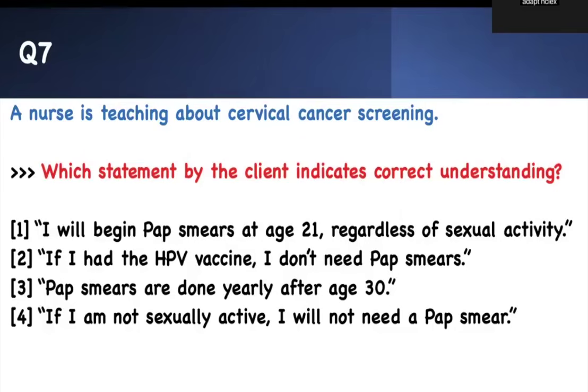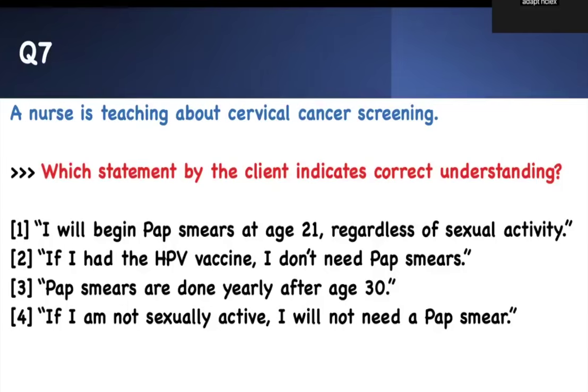Figure it out, right? Cervical cancer screening, you do it at 21 years. That's when you begin. And you do it every 3 years if it's normal. The key concept here is cervical cancer screening is done at 21 years, no matter your sexual activity or not. The other ones are traps.